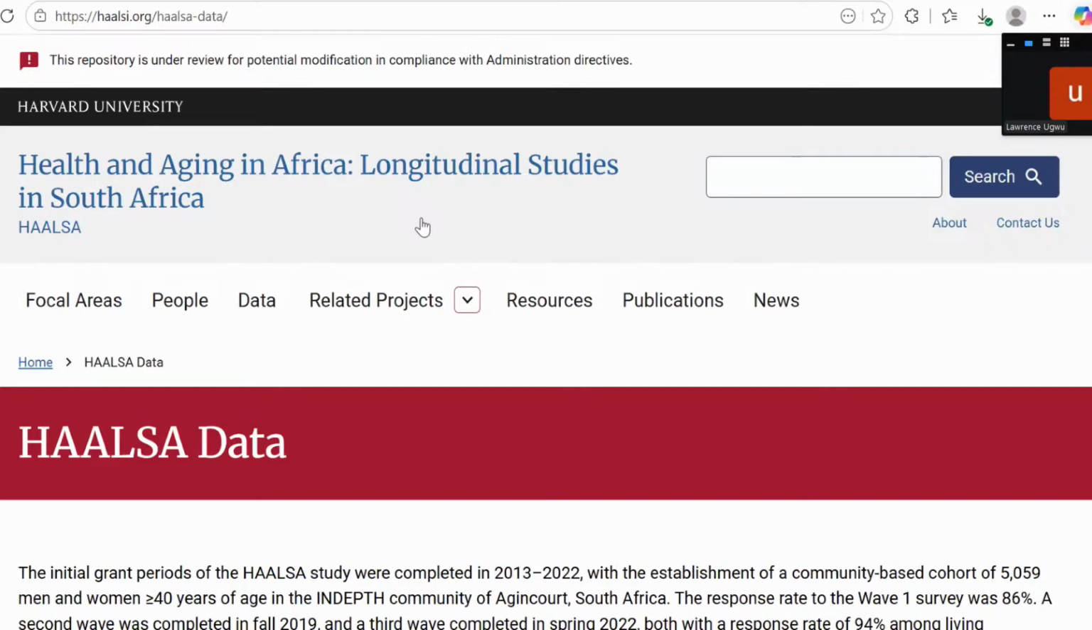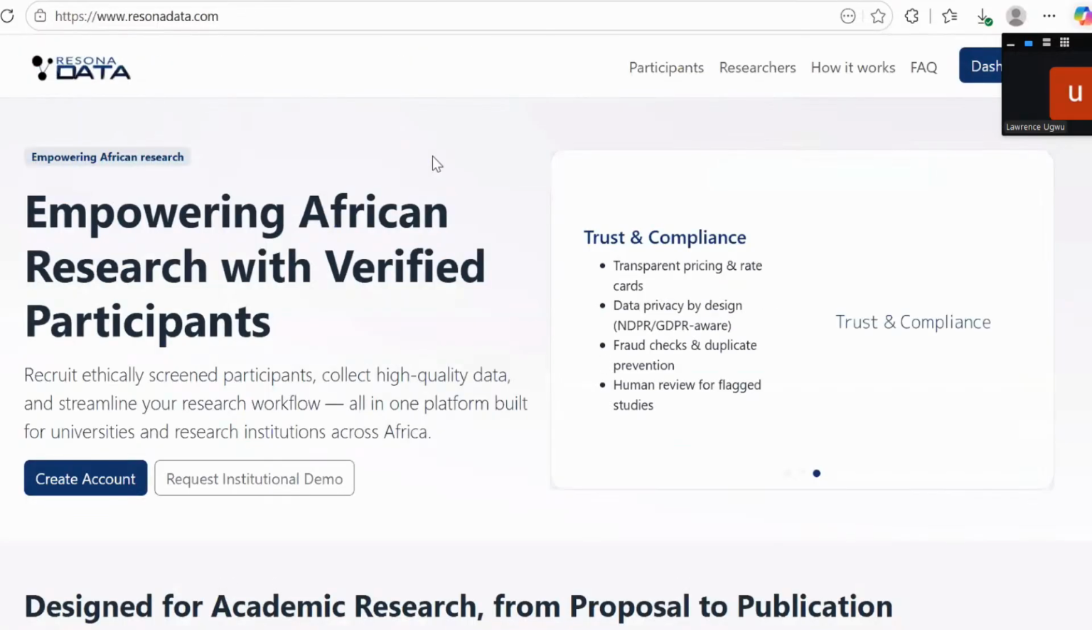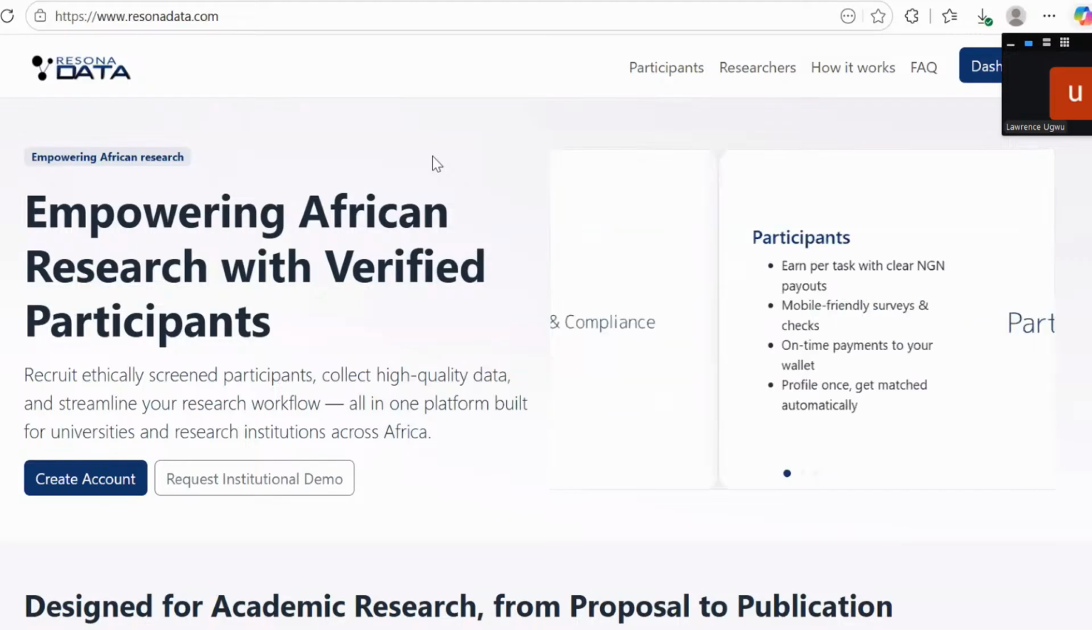Due to time, I'm not going to cover most of the things on my slide. But what we are introducing here is Resona Data. This is a platform for students, researchers, lecturers, whoever is interested in data. We have built a platform where students can easily respond to data, and all the things that Dr.